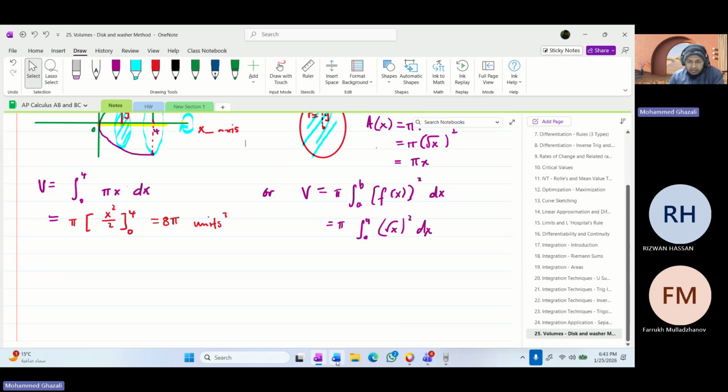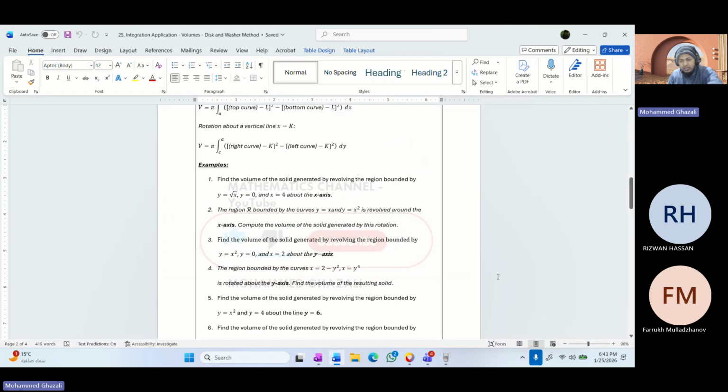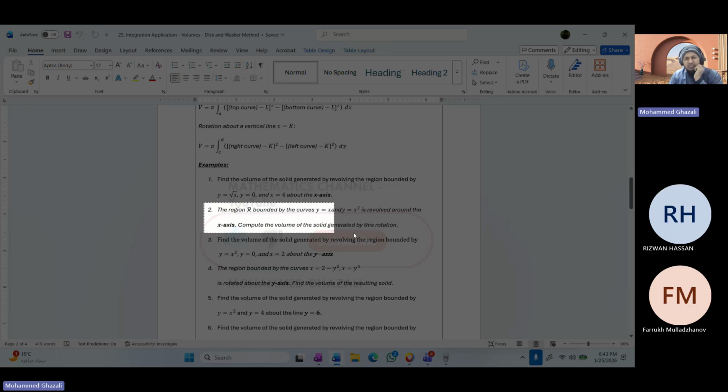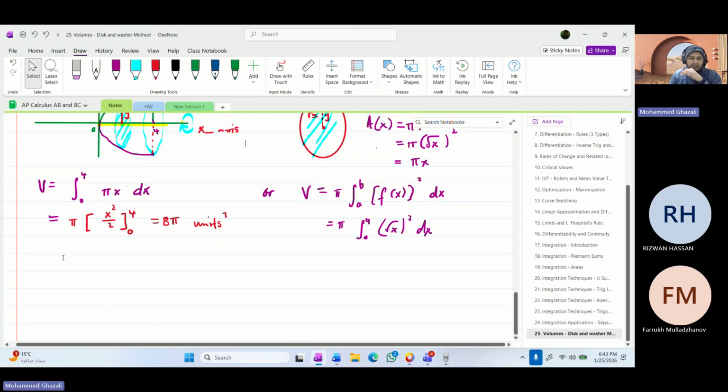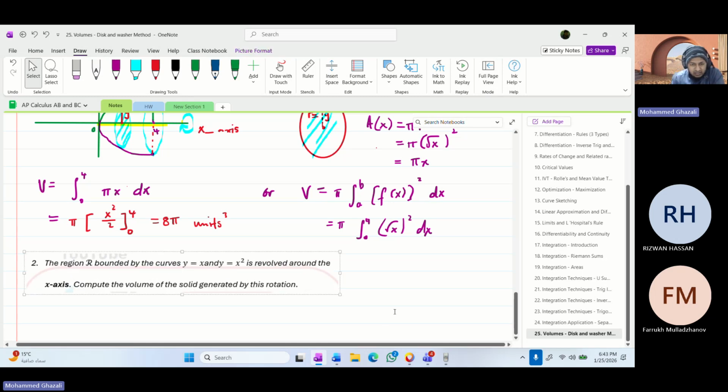Second example. Now I'm doing a washer method where I'm taking two curves. Guys, these are just general functions that I chose, polynomial functions. You can get any function. You can get trigonometric functions, sine and cos. You can get ln functions, any function, right?